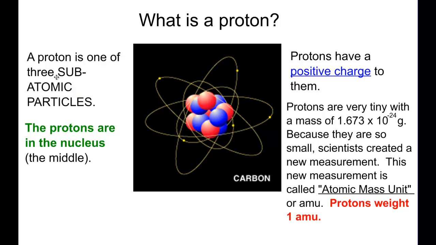So what is a proton? Well, a proton is one of three subatomic particles. Protons are located in the nucleus. This is the middle of the atom, the central part of the atom. So this ball here in the middle with the blue and red dots is called the nucleus. Apologize for the writing, but there's our nucleus. And that really helps us figure out what's going on. So we've got protons in the nucleus.